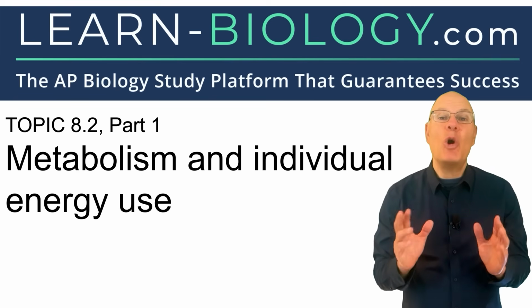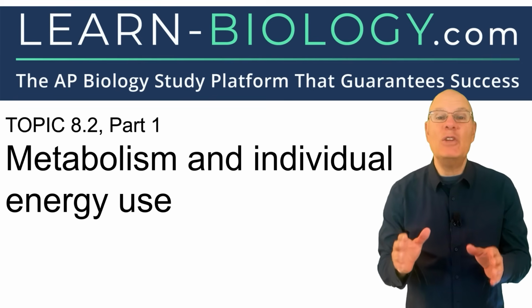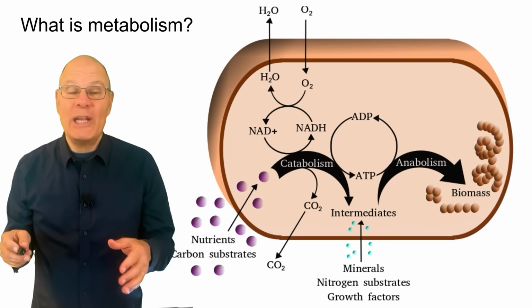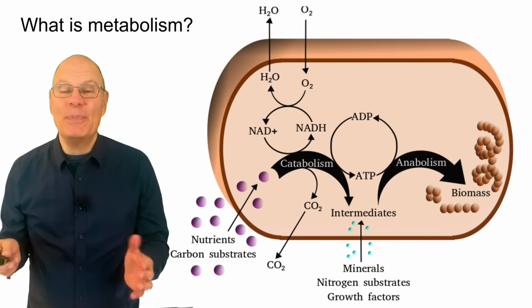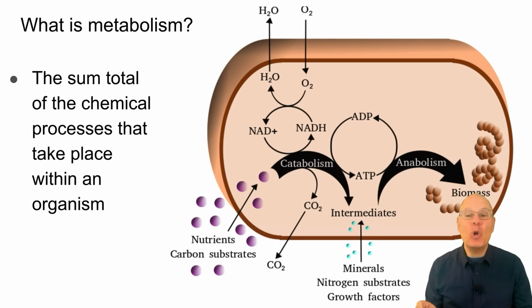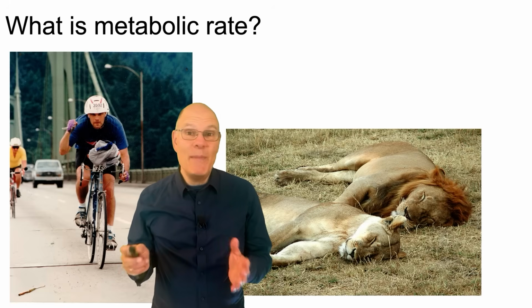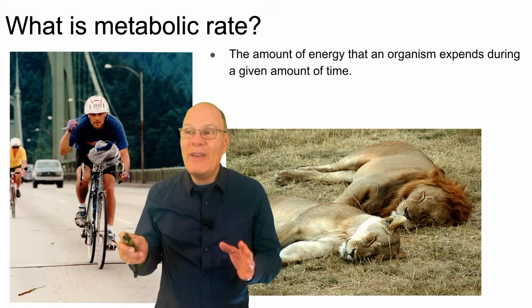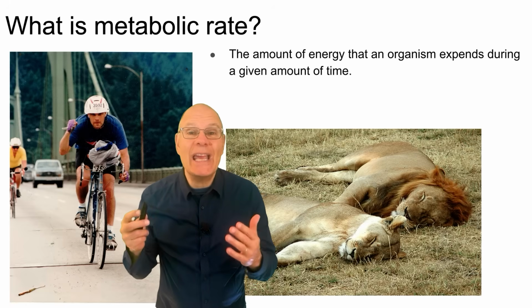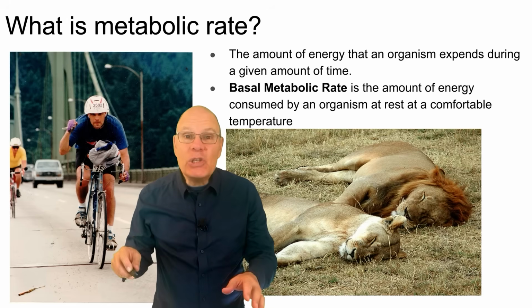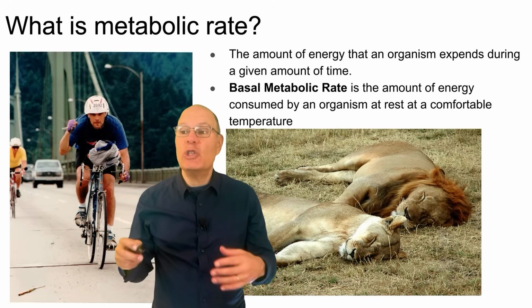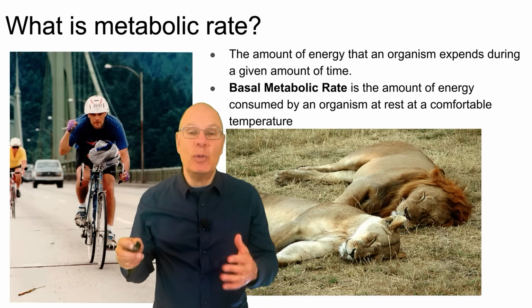Topic 8.2, Part 1, Metabolism and Individual Energy Use. Let's start by answering the question, what is metabolism? Metabolism is the sum total of the chemical processes that take place within an organism. Here we're showing a cell, but it could be the inputs, the processes, and the outputs for an entire organism. What is metabolic rate? It's the amount of energy that an organism expends during a given amount of time. Basal metabolic rate is the amount of energy consumed by an organism at rest at a comfortable temperature.